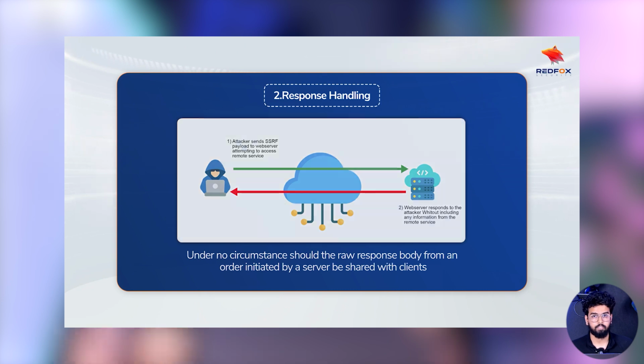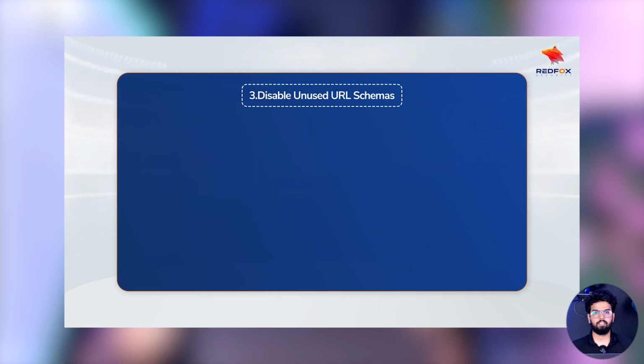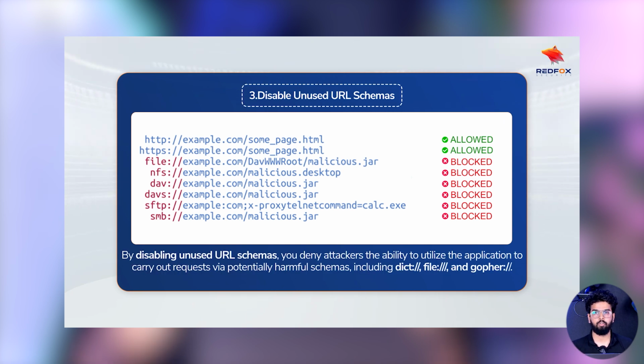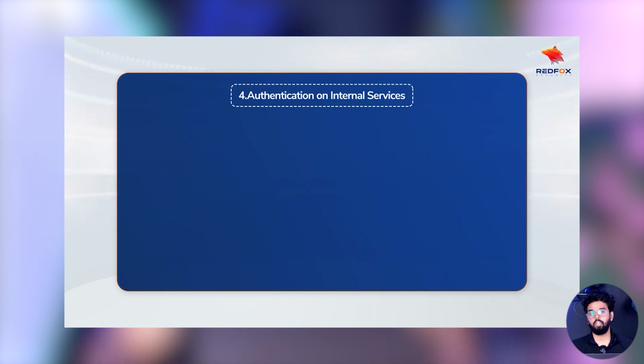Third, disabling unused URL schemas. If your application is solely reliant on HTTPS or HTTP to initiate requests, permit only these URL schemas. You deny attackers the ability to utilize the application to carry out requests via potentially harmful schemas, including dict://, file://, and gopher://. Fourth one being authentication on internal services.